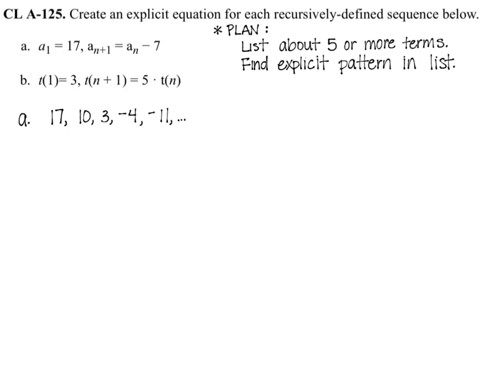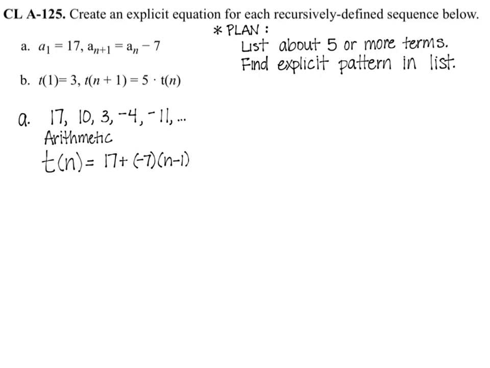So in part A, since it says the first term is 17, and then it says to find the next term, you take the previous term and subtract 7. So to find the second term, I would take 17 and subtract 7. I get 10. To find the next term here, I would take 10 and subtract 7. And we keep doing that over and over. And we realize, oh, this is arithmetic, where we are adding a negative 7.